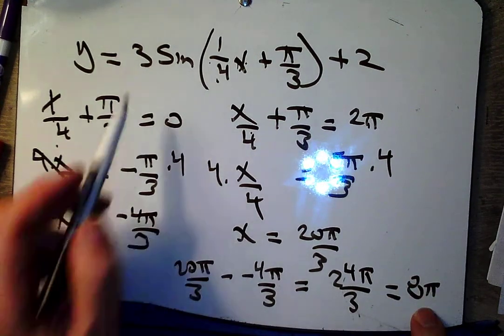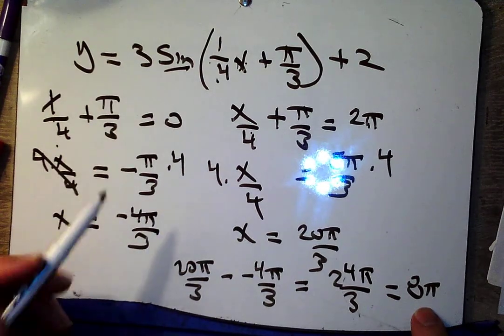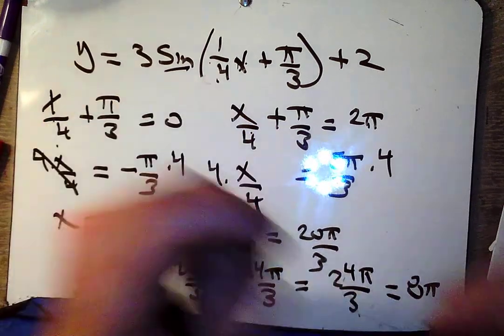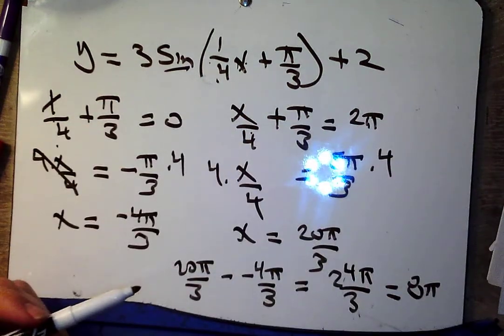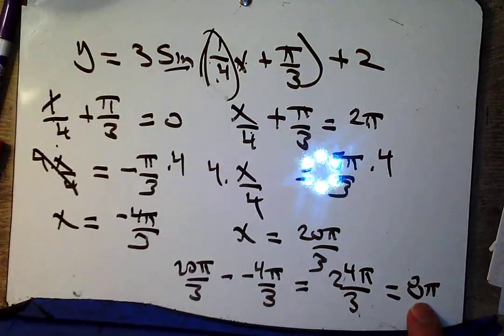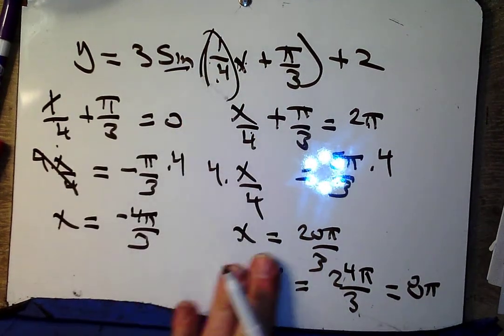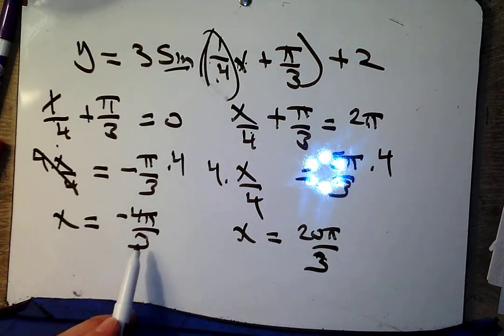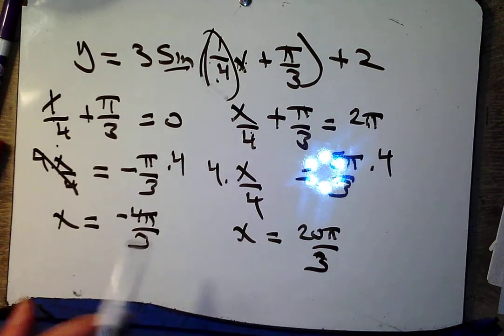8 pi, I thought the period for sine was 2 pi. Yeah, but look, see this? This is a horizontal stretch by a factor of 4. 2 pi times 4, ta-da, 8 pi. So, yeah, these numbers are good. So here's my starting and my ending point for one period.